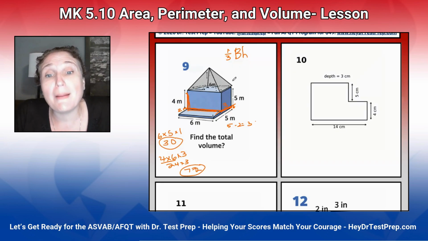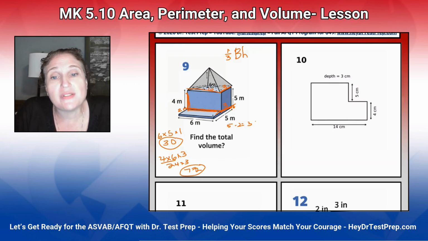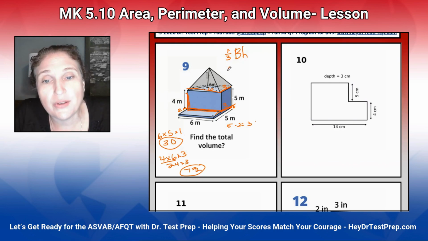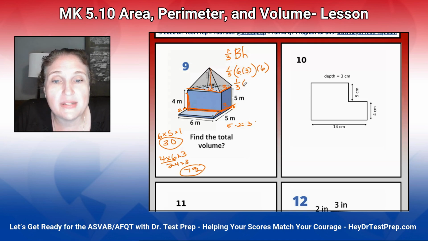Now we have to do our top box. So we've got this measurement is 3. This measurement is 6. That's going to give us our big base. Then we have the height, and then we have 1/3. So I've got 1/3 times 6 times 3. That's my big base, times this height right here, which is 6. So I've got 1/3, 6 times 3 is 18, times 6.